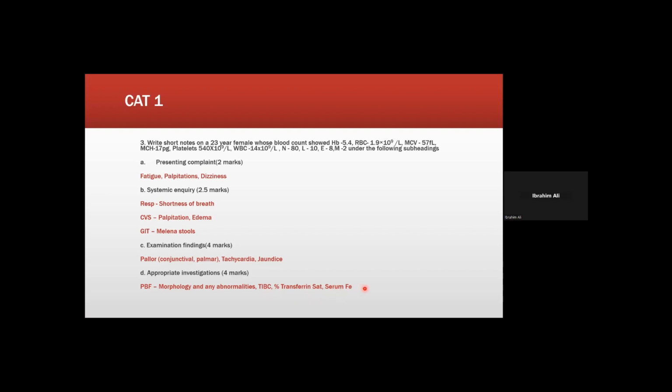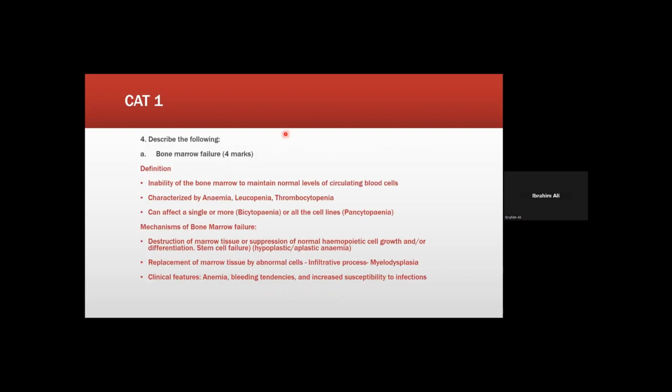I think that is the part of this question. And then the second question, your hematology second question, is they need you to describe sometimes. So bone marrow failure: if you are told to describe, what are you going to say? Yes, you define what it is, how it is investigated, how it comes about, and then what causes it. If you can put that down, I think you can get your 4 marks easily.